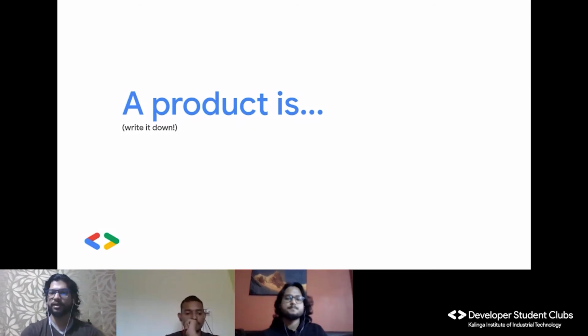Sahil says that it helps the user in some way. It has to help the user, else it's not a solution, it's a problem. Lakshya says it's a solution which helps us, satisfies us in any way. Yeah, that's also a product.